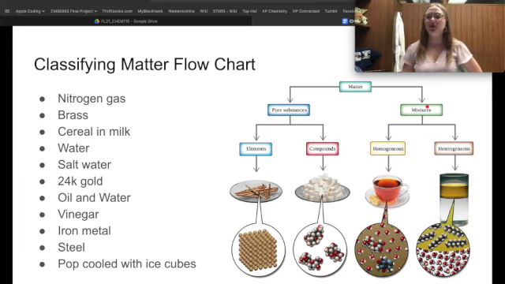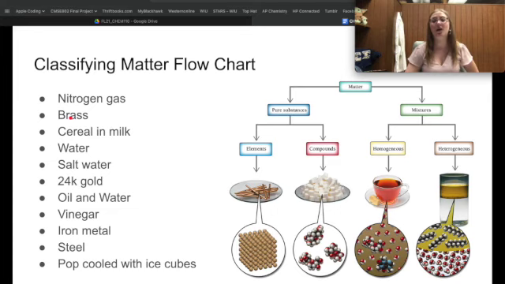If it just says nitrogen gas, I can assume it's a pure substance. It's only nitrogen atoms. So pure substance here, nitrogen atoms in my nitrogen gas. And then I have to decide, is it an element or is it a compound? So is it made up of one type of atom or one type of molecule? Well, if it's just nitrogen, that should be an element. It's only one thing. So it's going to be a pure substance, then an element. Okay, so nitrogen is an element.